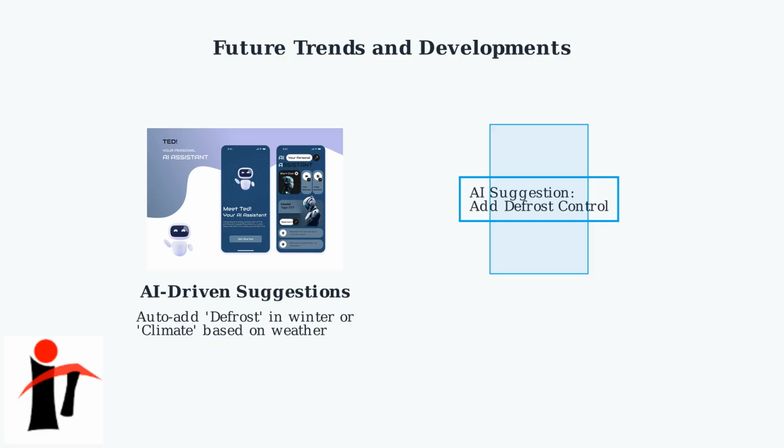For example, during winter months, the app might automatically suggest adding a defrost control based on your location and weather data.